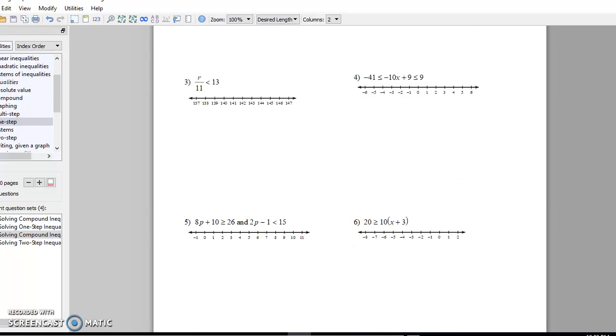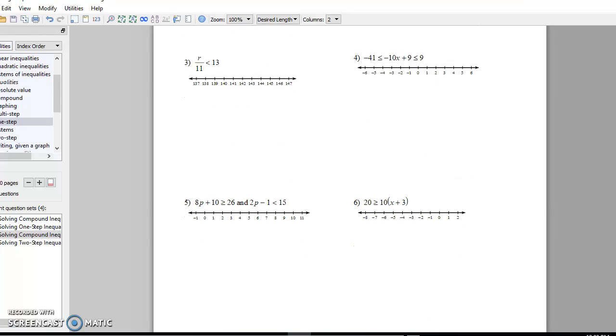Number 3 and 4. Number 3, that's very similar to what we've been doing. It's a one-step inequality. It's a fraction, so people tend to get excited and not know what to do. Just remember when you're solving, think about solving in equations, identify the variable r, what's happening to r, and then undo that step. Number 4 is just like number 2, except we left out the word and.